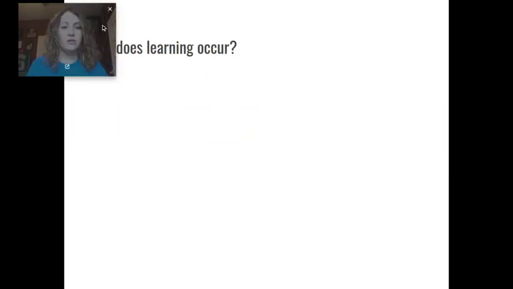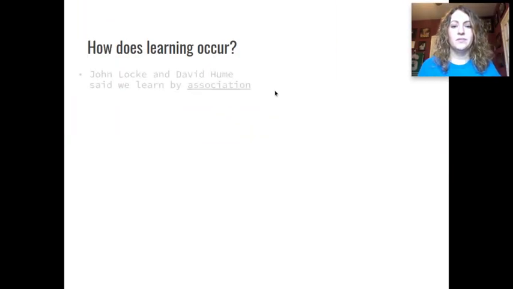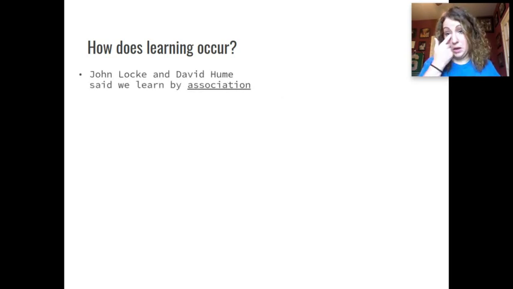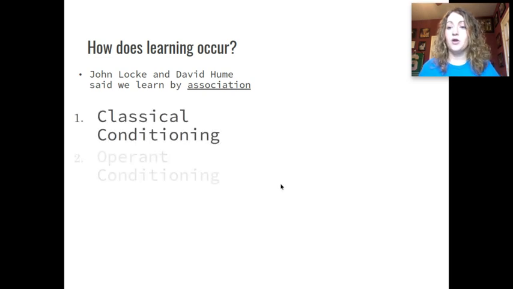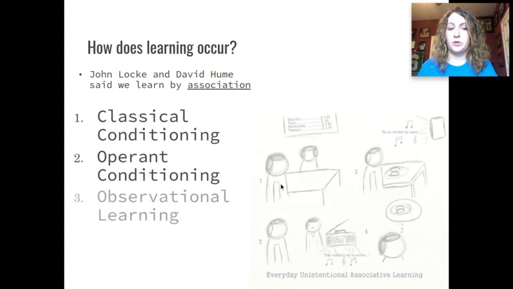Okay, so how does learning occur? These are just some examples, and then we'll get into the different types of learning. So we learn through association. We associate things that go together. We associate the color red with stopping and the color green with going. We learn through association.